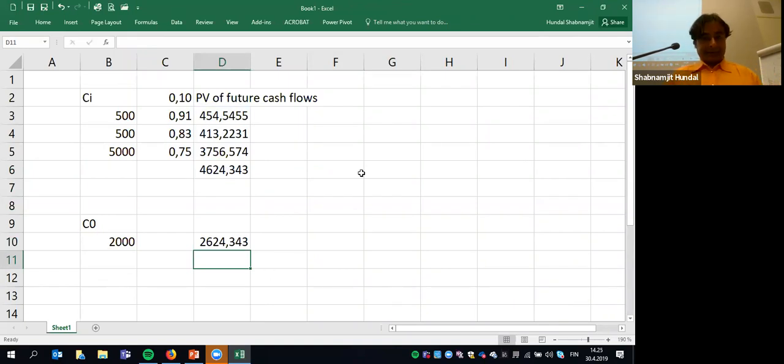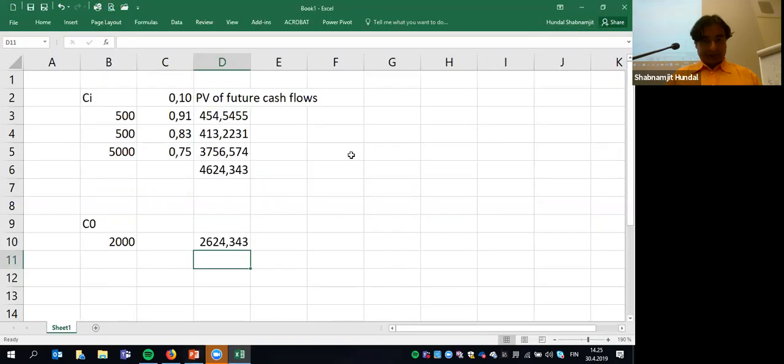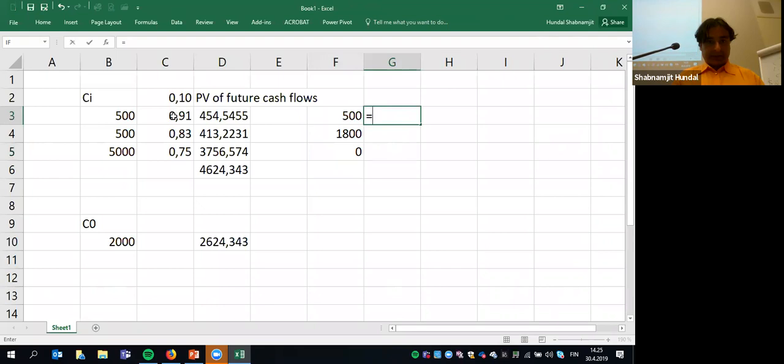But if I have the project which gives me 500, 1800, and 0, because the project is over in the third year. All right. And if I find their discounted cash flows, so if, for example, I multiply this with, this with this.